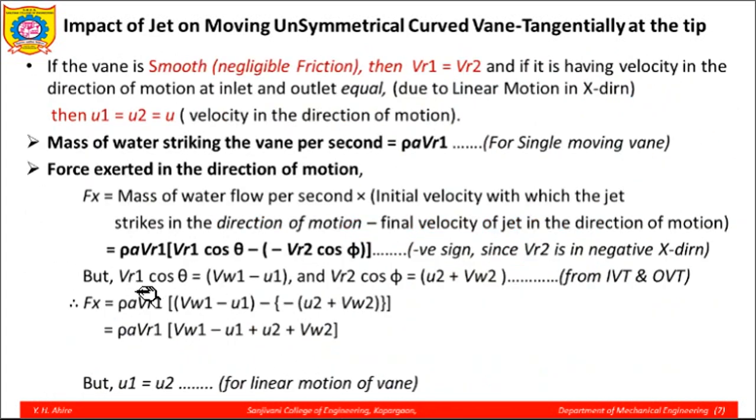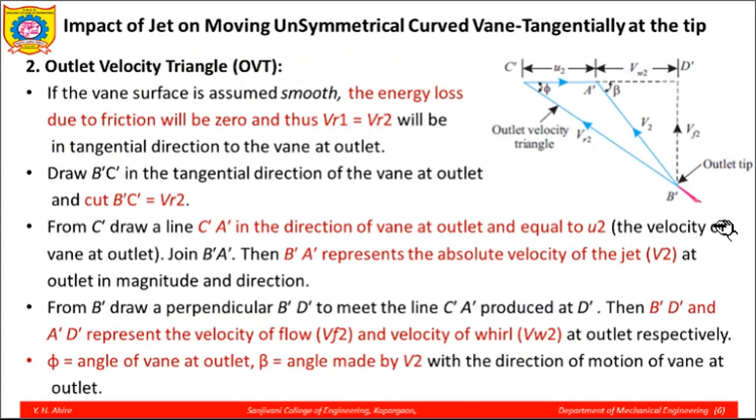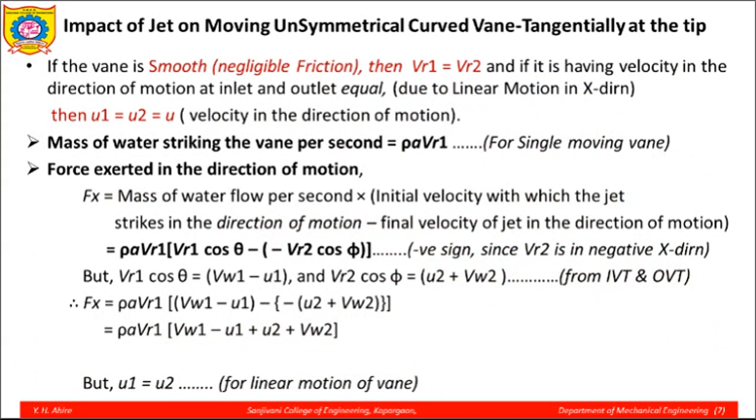Similarly, Vr2 cos phi is equal to u2 plus Vw2 from the outlet velocity triangle. Vr2 cos phi is C dash D dash. This is equal to u2 distance plus Vw2. So total C dash D dash.